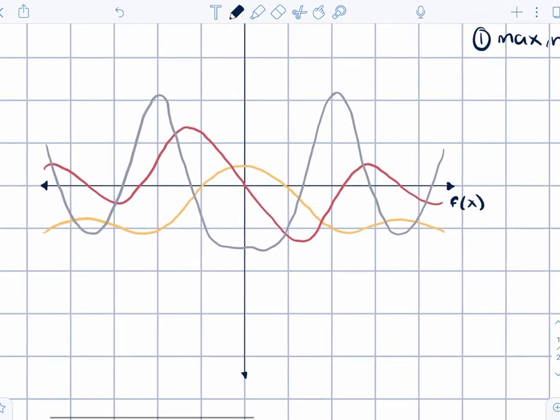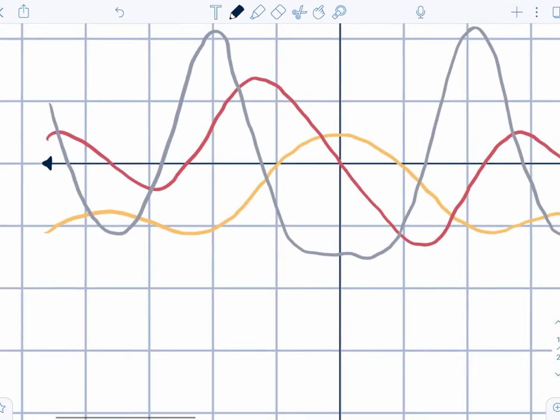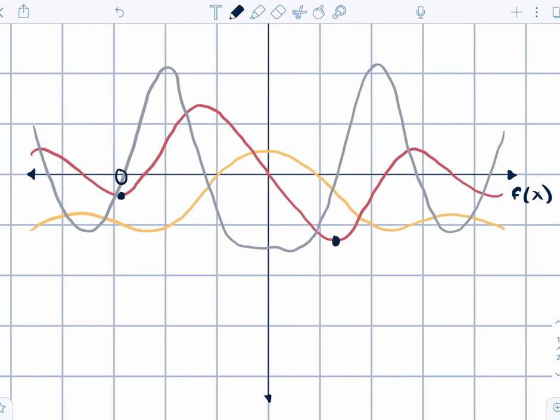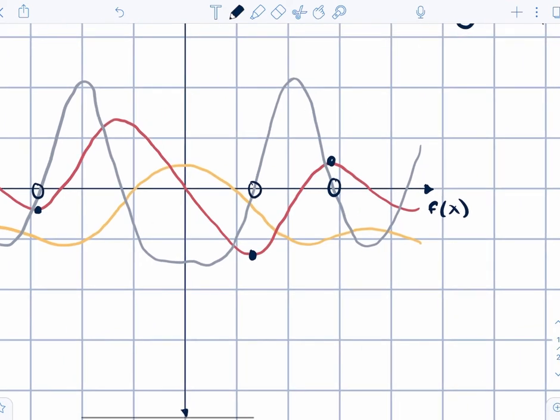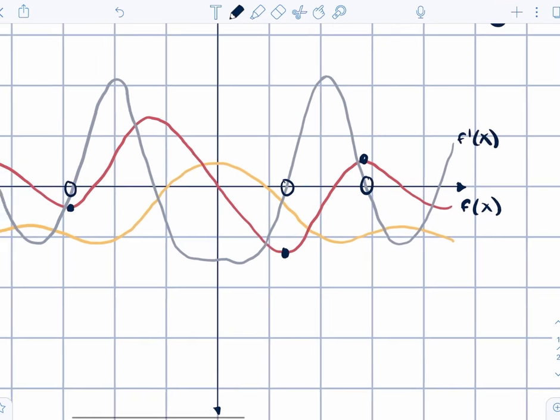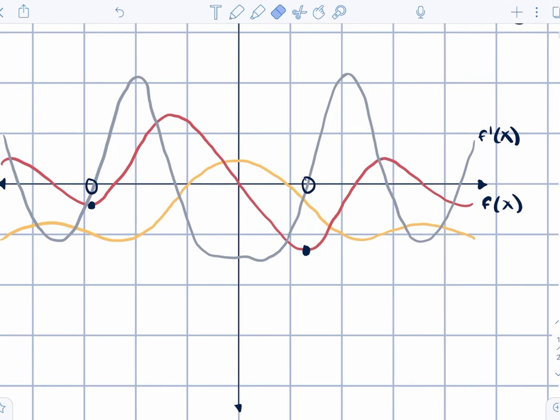So if this was our f of x graph, then right here we have a min, and then there needs to be a point somewhere there, a min again, a point somewhere there, and a max, and a point there. So this does follow the rule. So if this was f of x, then we can say this is the derivative of f of x, but there's more to it than just these points. So next we need to find where the original function increases and decreases.